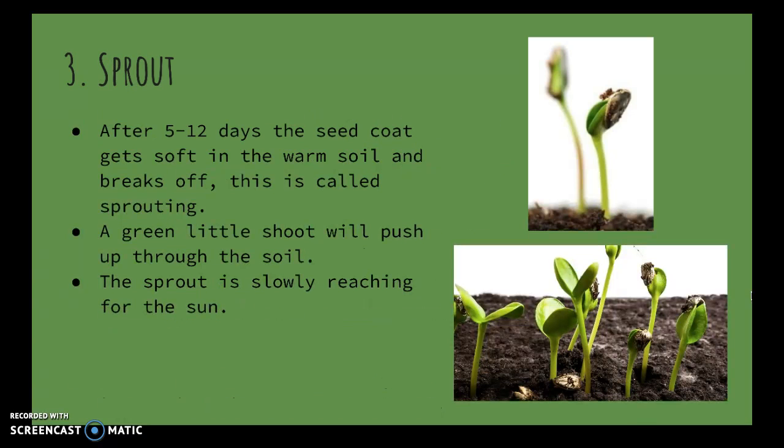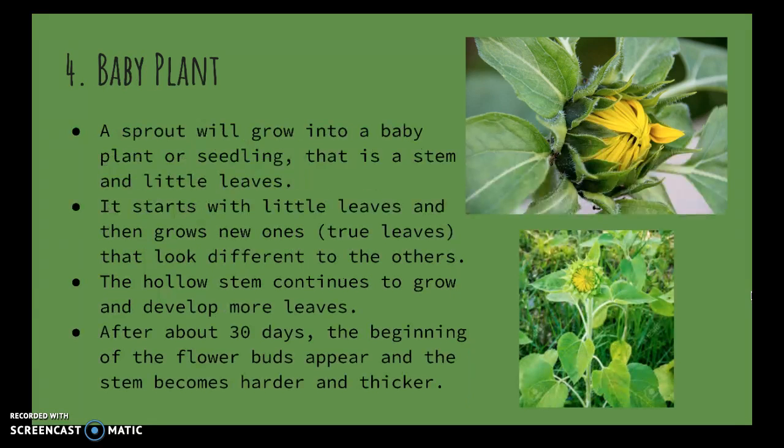The third stage is a sprout. After 5 to 12 days, the seed coat gets soft in the warm soil and breaks off. This is called sprouting. A green little shoot will push up through the soil. The sprout is slowly reaching for the sun.